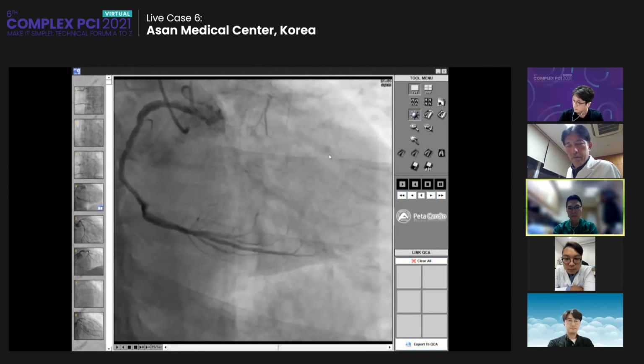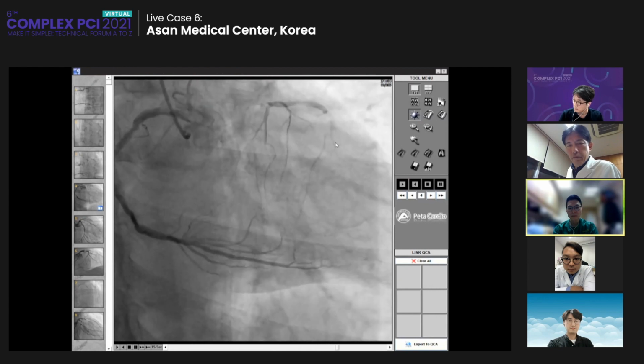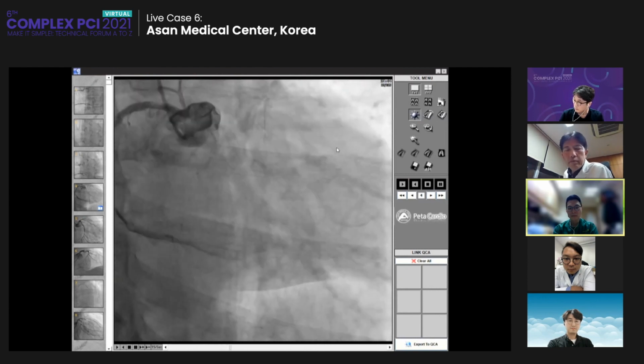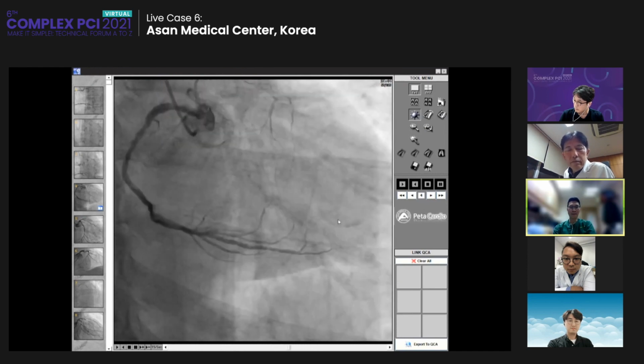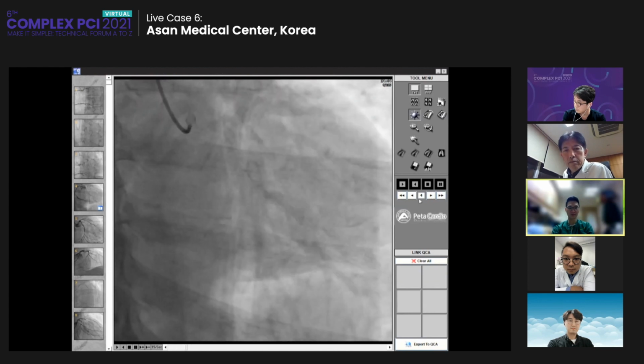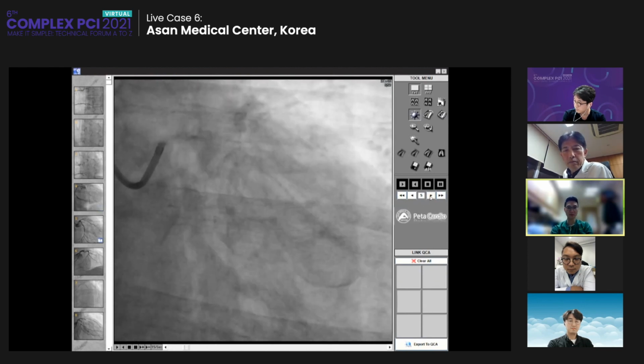The angle of attack is not that favorable, but I think we can direct the wire to the proximal portion if we just succeed in crossing this collateral with the wire.